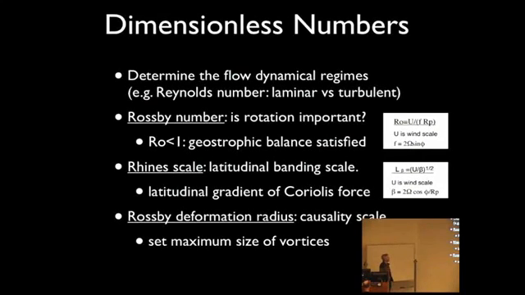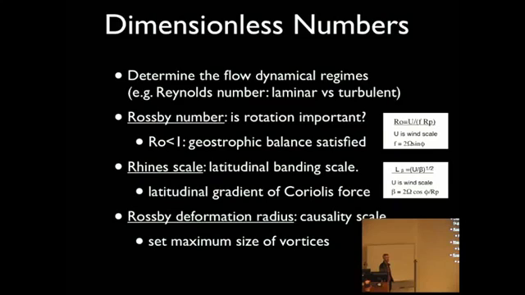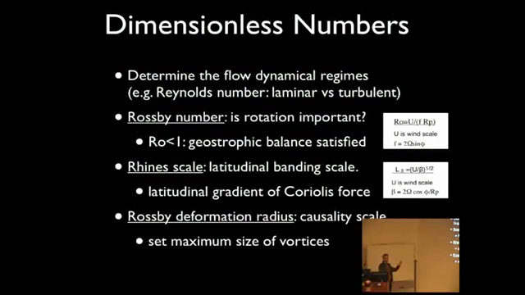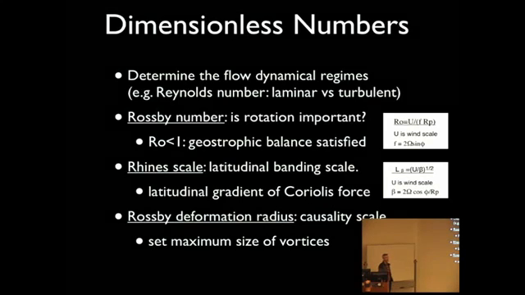And so another thing we want to spend a little bit of time on is this concept of dimensionless numbers. They are quite useful to understand the general regime of flow or dynamics you might have in a system. Three numbers of interest for atmospheric flows are the Rossby number, the Rhines scale, which is actually a dimensional scale, but if you scale it by the planetary radius, you get a dimensionless number. And the Rossby deformation radius, which is also a scale with some unit like meters, but if you scale it by the planetary radius, you get a dimensionless number.